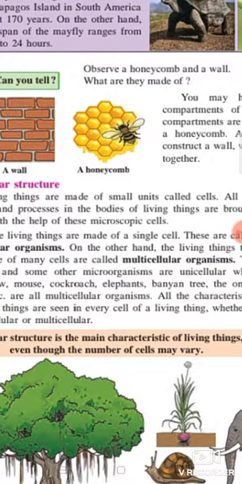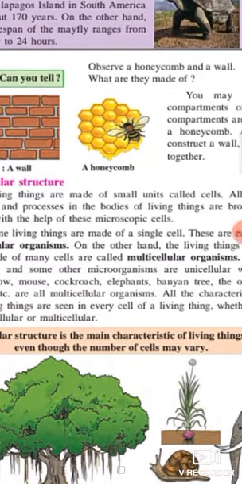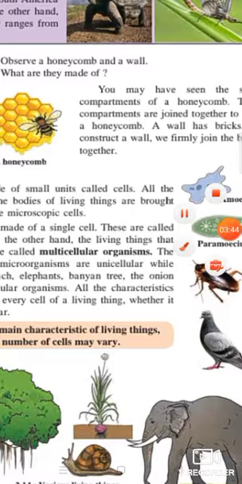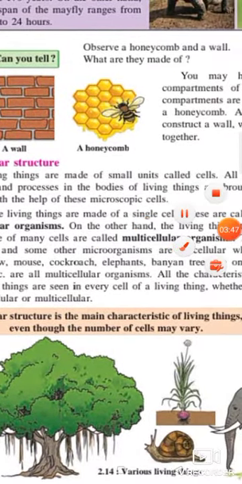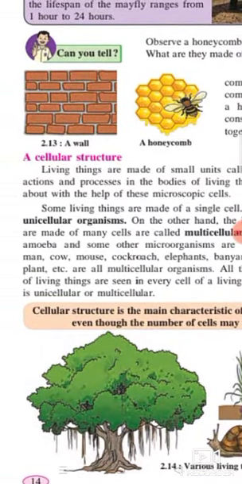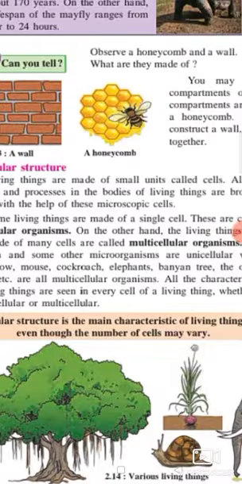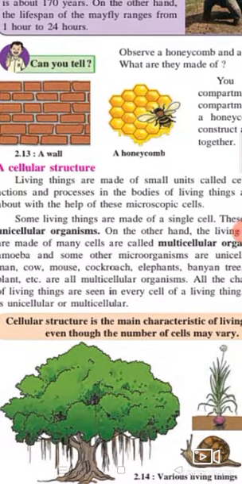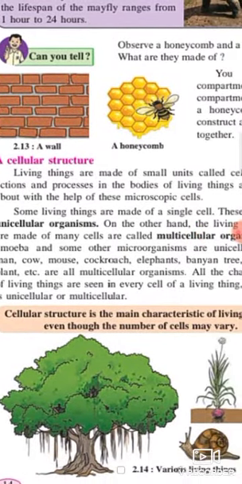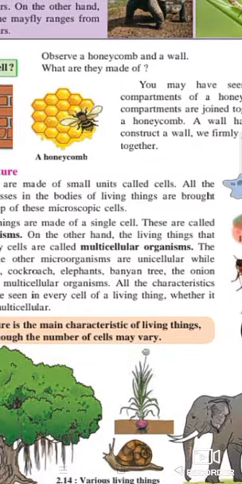So if you want to see the cells, then we have to use what? Microscope. With the help of a microscope we can see the cells. So I will show here. Some living things are made up of a single cell. These are called unicellular organisms. Unicellular organism means, uni means what? Single. On the other hand, the living things that are made of many cells are called multicellular. Multi means what? Many. Multicellular organisms.